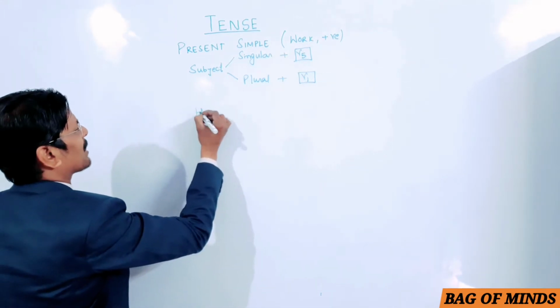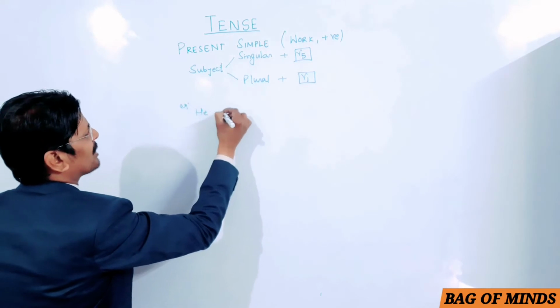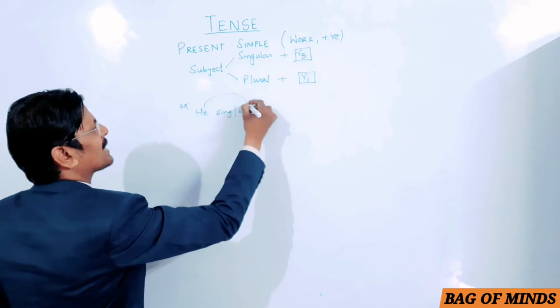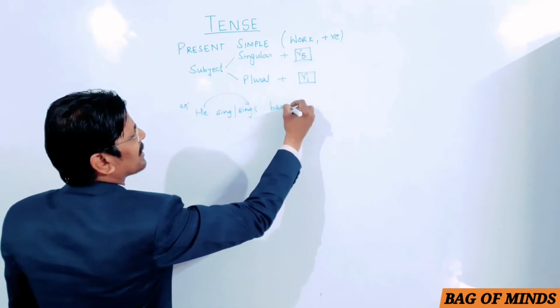Let's take an example like here. First singular subject he. So he sing or sings. So he sings beautifully.